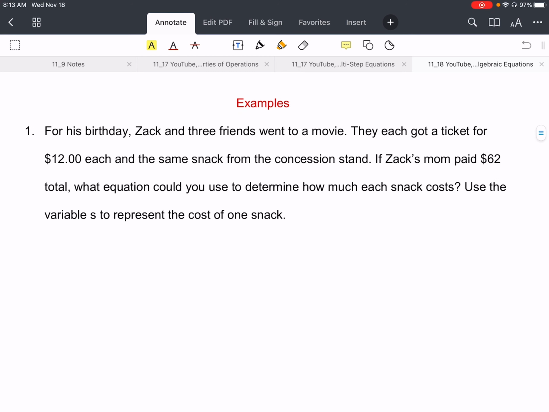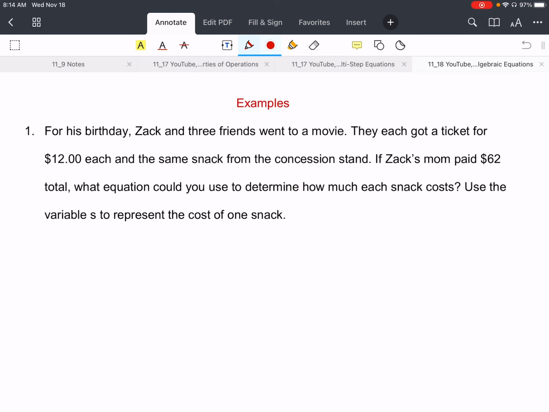So number one, for his birthday, Zach and three friends went to a movie. They each got a ticket for $12 each and the same snack from the concession stands. If Zach's mom paid $62 total, what equation could you use to determine how much each snack cost? Use the variable S to represent the cost of one snack.